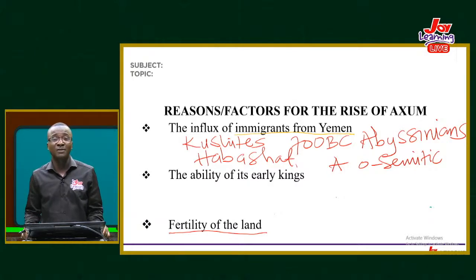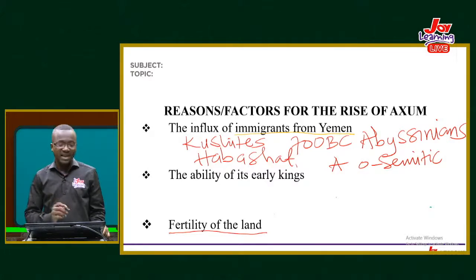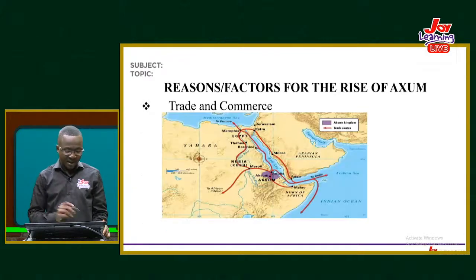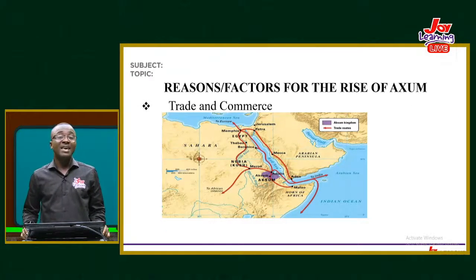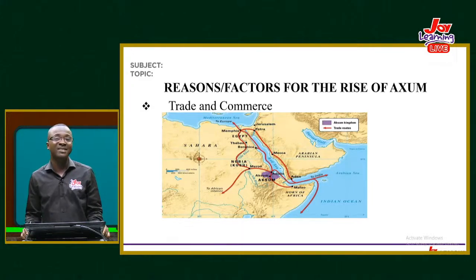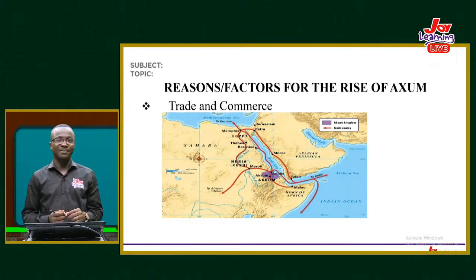I trust we are making progress by now. We want to go on and look at other factors that contributed to the rise of Axum as a strong kingdom or one of the earliest civilizations in Africa. Yes, trade and commerce. So our fourth point for the rise of Axum as a strong kingdom is trade and commerce. Trade played a major role in the rise of Axum as a strong kingdom.